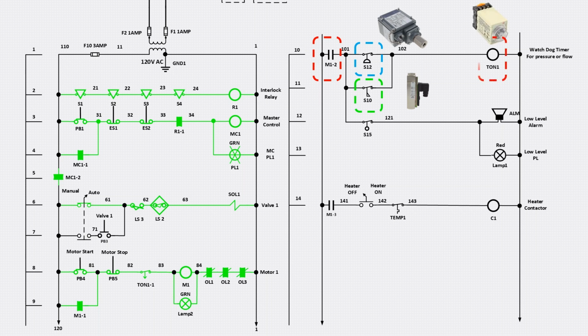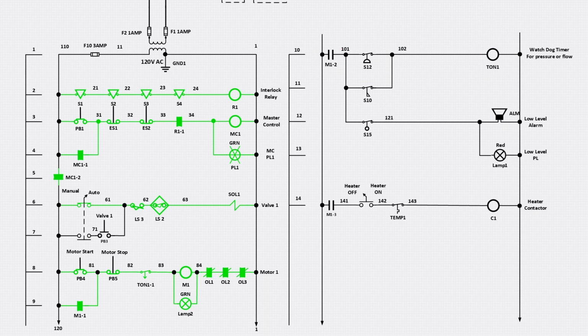And at the end of the rung, we have the on-delay timer T-on-1, which is set for 1 minute. Also note, the symbol for a timer coil is a round circle, just like a relay or motor starter. Now let's look at how this circuit works.